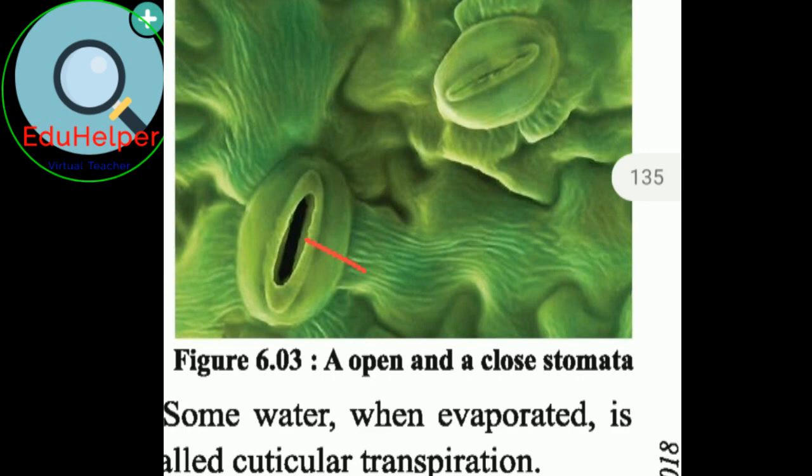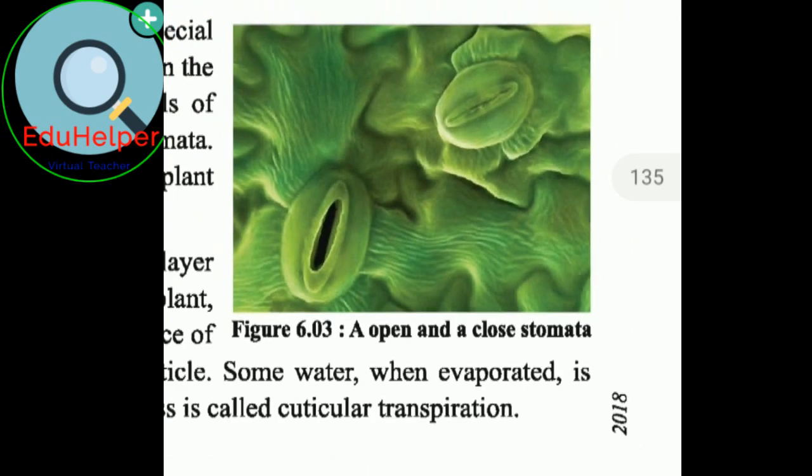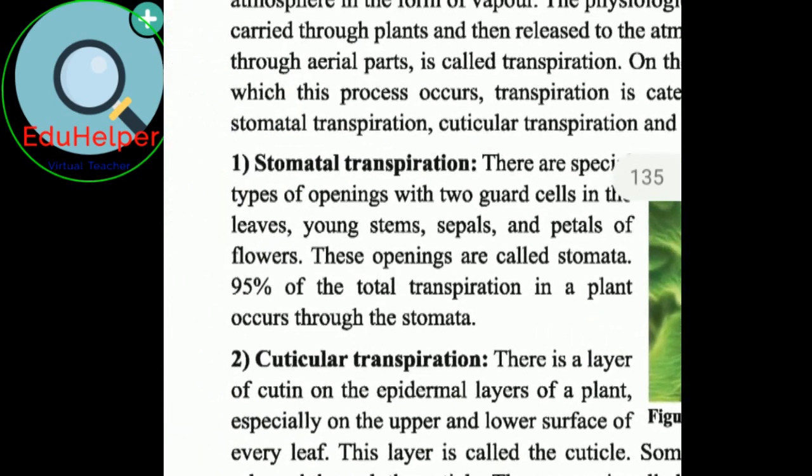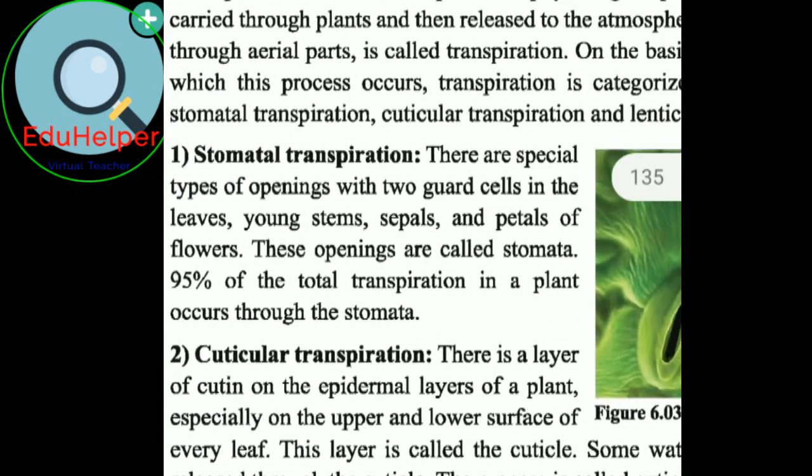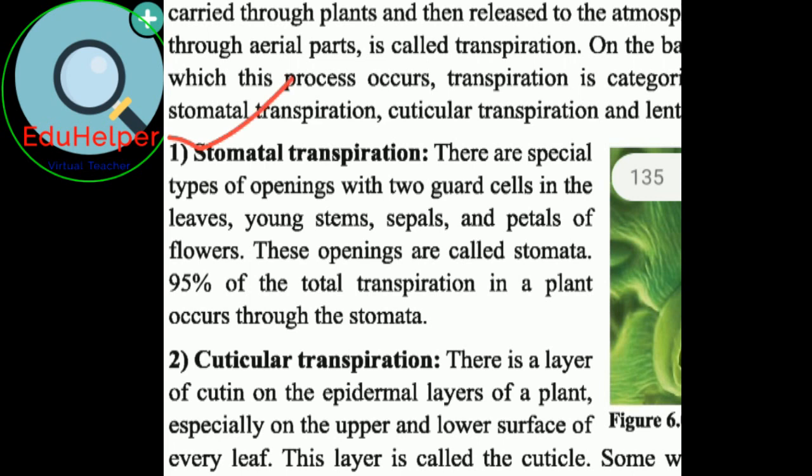On the basis of the aerial part through which this process occurs, transpiration is categorized into three divisions. You can say stomatal transpiration, cuticular transpiration, and lastly lenticular transpiration. Now I am going to describe the different kinds of transpiration. First of all, stomatal transpiration.